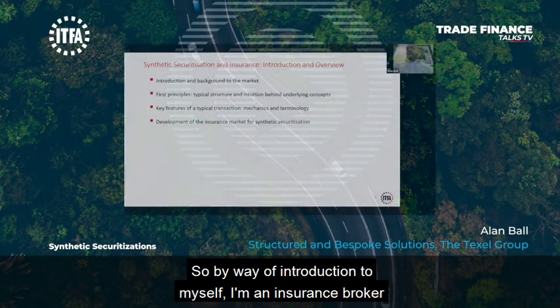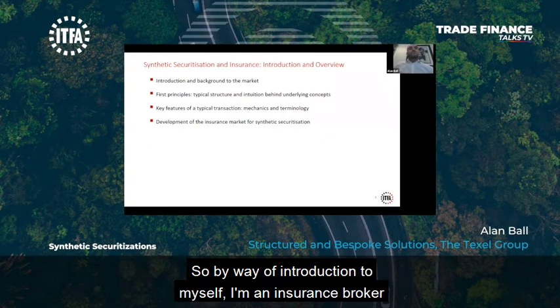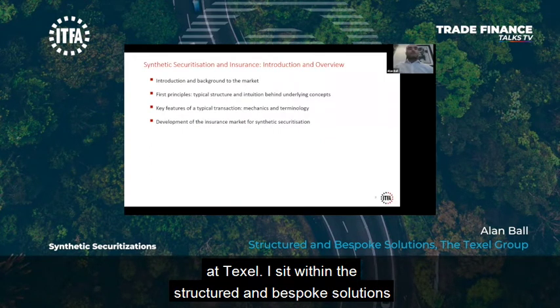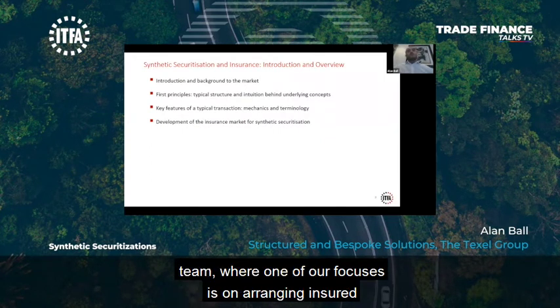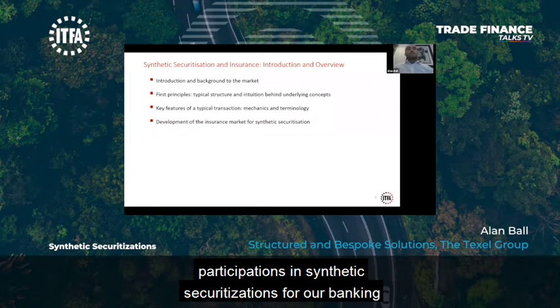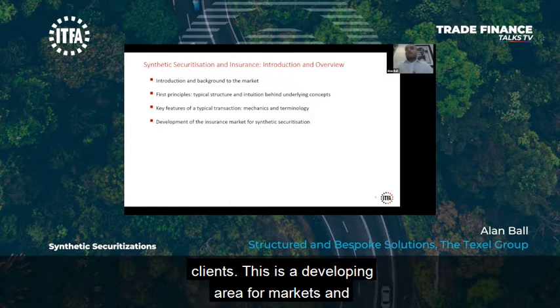By way of introduction to myself, I'm an insurance broker at Texel, and I sit in the structured and bespoke solutions team, where one of our focuses is on arranging insurer participations in synthetic securitizations for our banking clients.